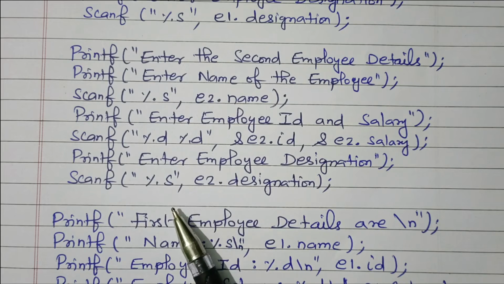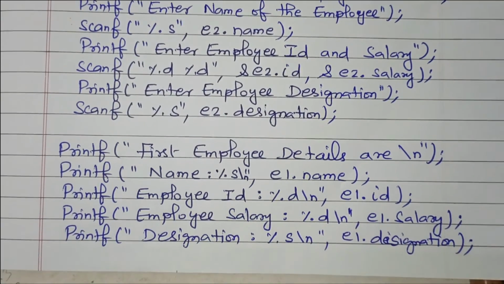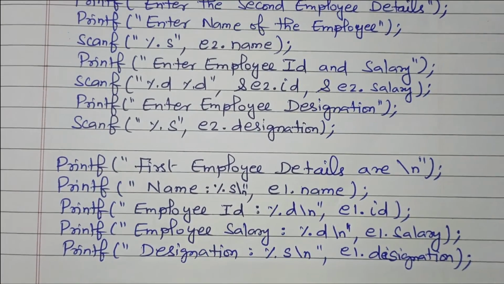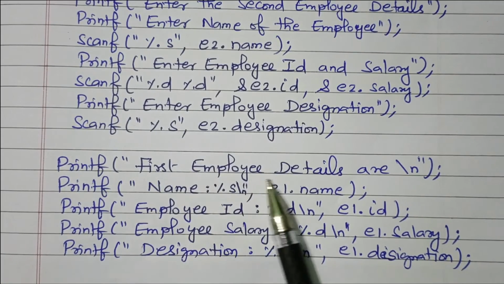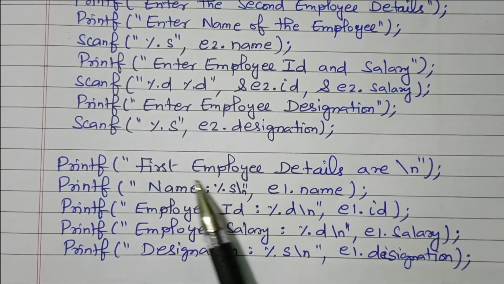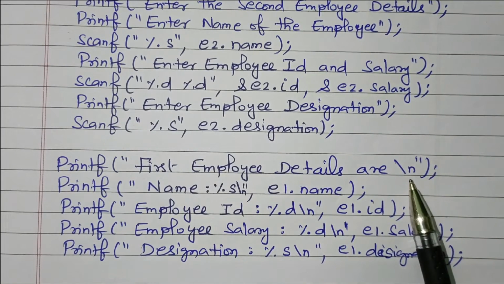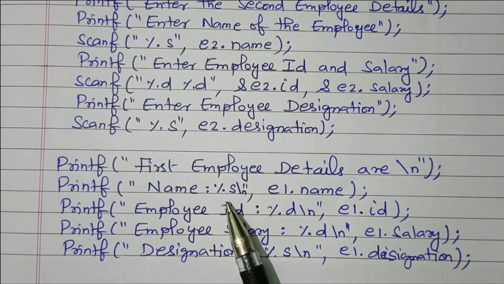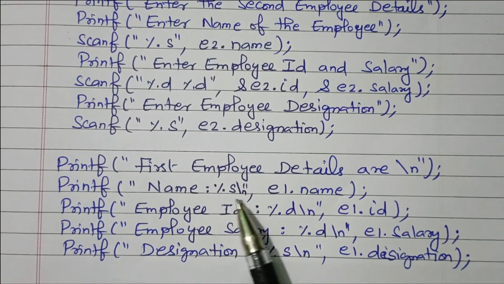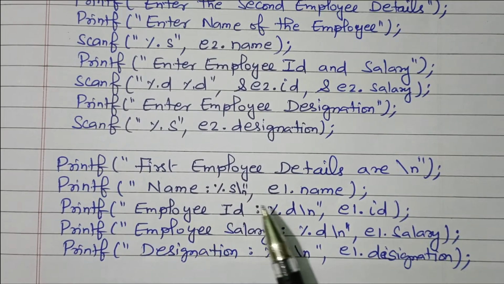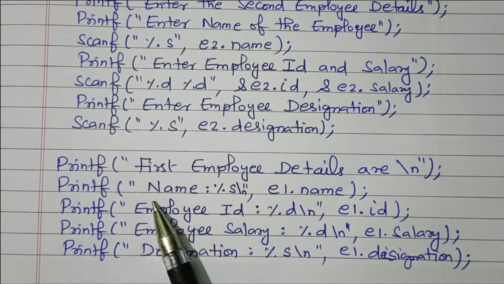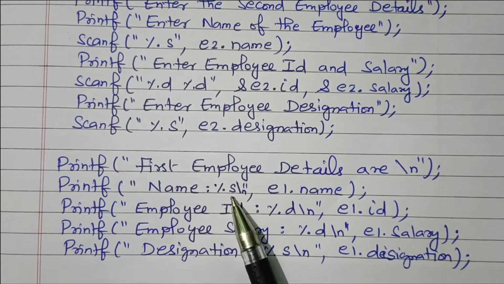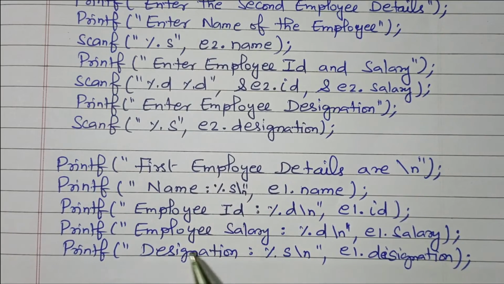Now we'll print the details. We will print the employee 1 and 2 details one by one. Printf first employee details are, slash n. Slash n refers, it will go to the next line. Printf name colon percentage s slash n. That is, after printing the name, it will go to the next line. E1 dot name. So the name is printed here, percentage s, the name of the employee will be printed here. Then it will go to the next line.